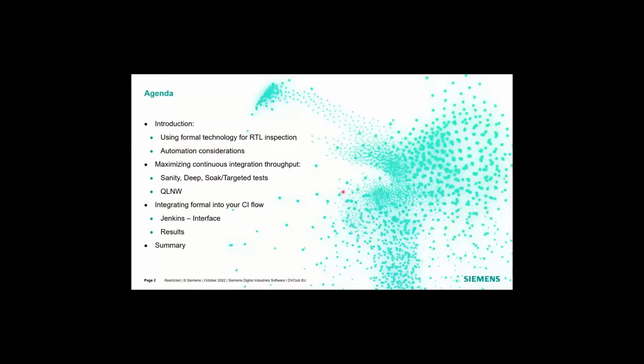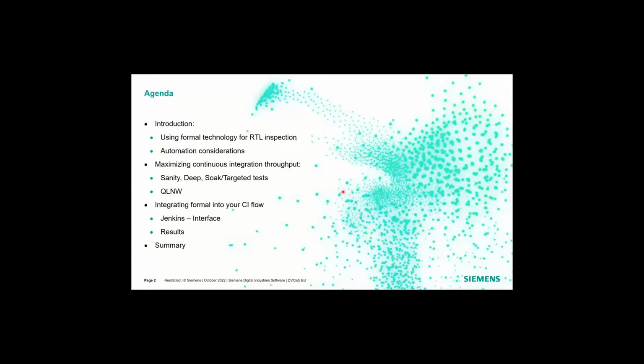So here's the agenda that I've come up with. First, I want to introduce the idea of using formal technologies, so model checking, property verification for RTL inspection. I'm going to talk about some considerations for automating these so that they can run as a regular daily or weekly job. So through that, I'm going to talk about some techniques for coming up with tests that maximize the throughput of continuous integration flows.